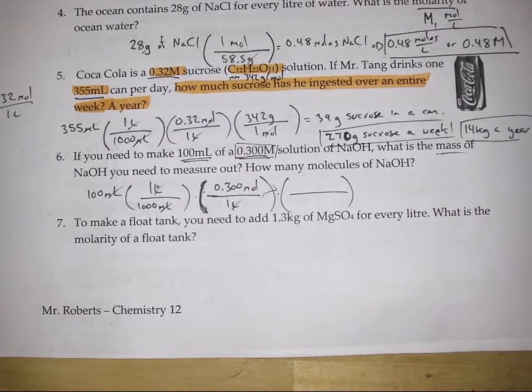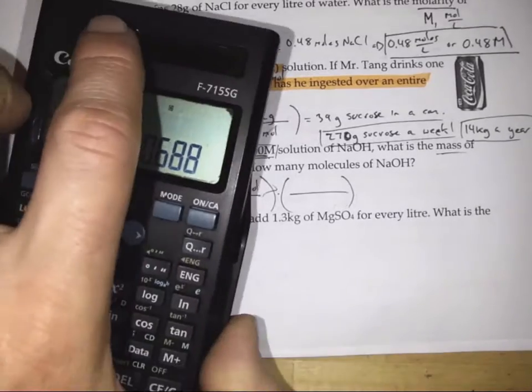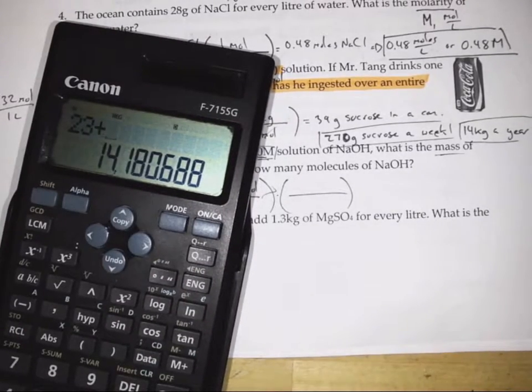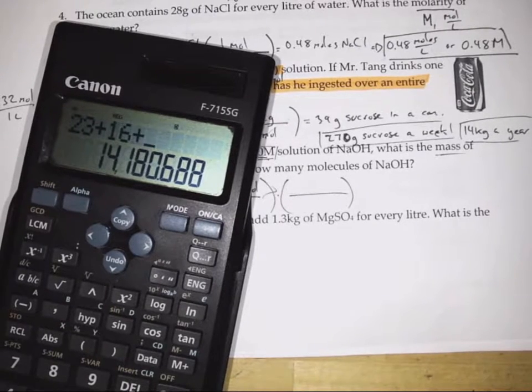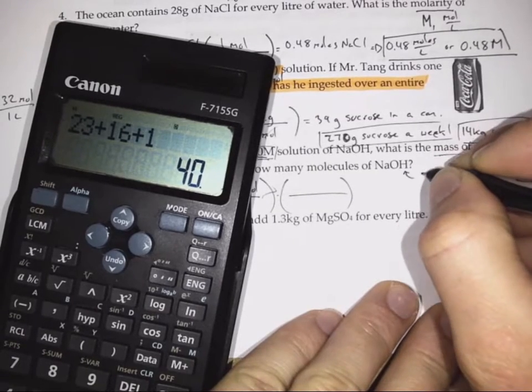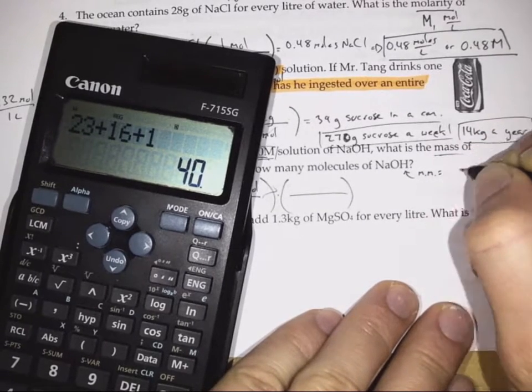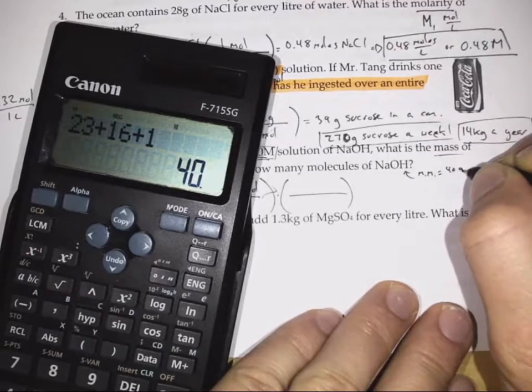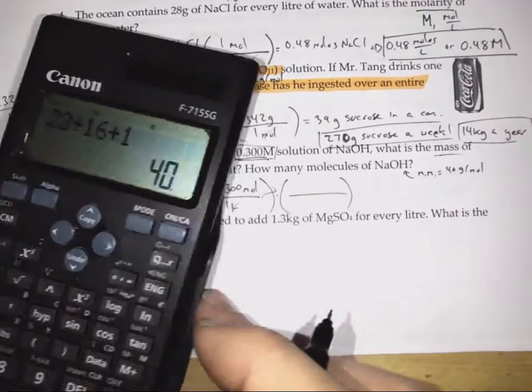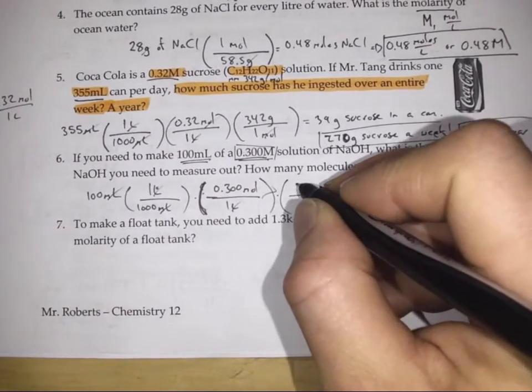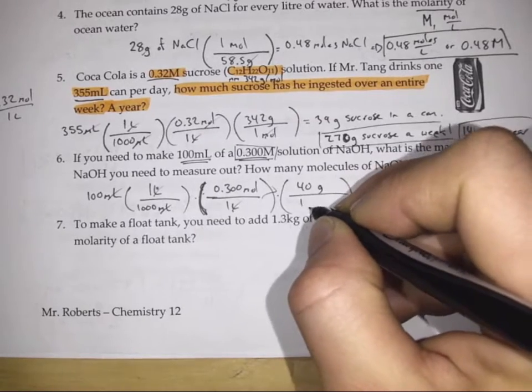Now, I've seen you guys are pretty good at doing that yourself, so I'm just going to read out loud what I'm doing. That's 23 for sodium. I'm going to add to that 16 grams per mole for oxygen. I'm reading off the periodic table, and 1 for hydrogen. It gives us a molar mass of 40 grams per mole. And that will allow us to convert 40 grams for every 1 mole.